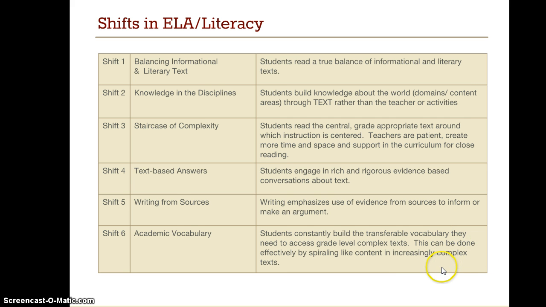And finally, the shift 6, academic vocabulary. This is something I think students always seem to struggle with, but we need to make sure students constantly build the transferable vocabulary they need to access grade level complex text. This can be done effectively by spiraling light content and increasing complex text. This is increasing academic and discipline-specific vocabulary to all students, making sure that they are really learning some of that more complex academic vocabulary.